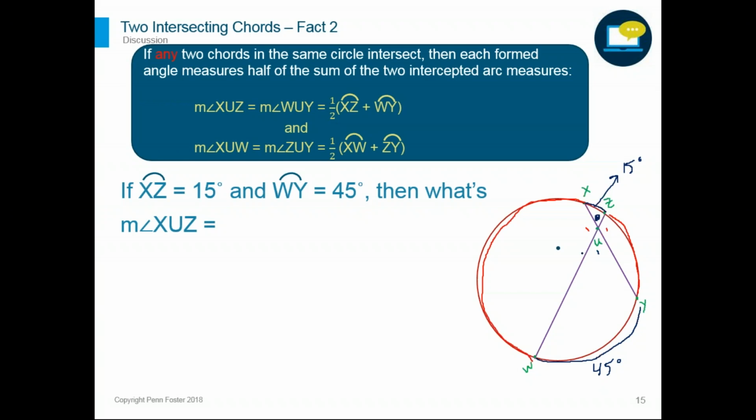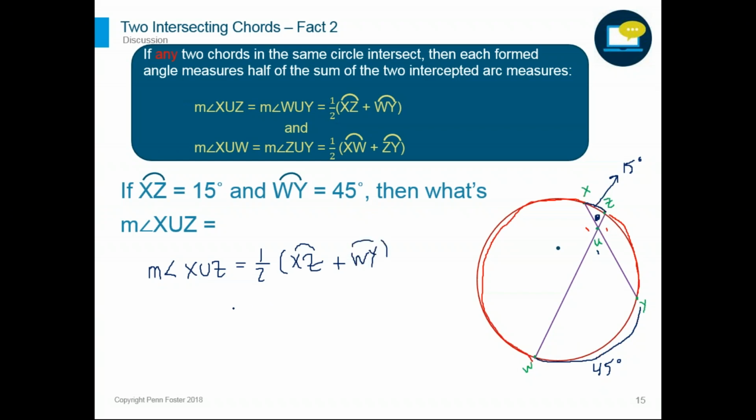Well, two intersecting chords, so right away, because they're asking for an angle measure that is forming from the intersection, I'm going to use the fact. The fact says that the measure of angle XUZ should equal half of the measure of the two arcs intercepted. So XZ would be one of them plus the other arc WY.